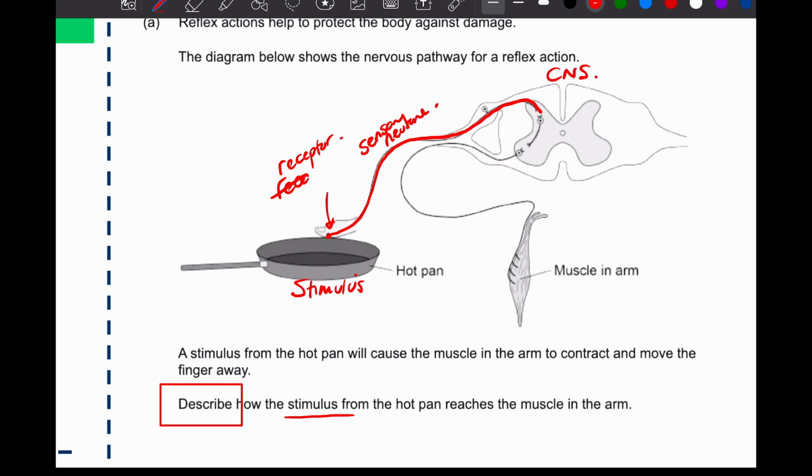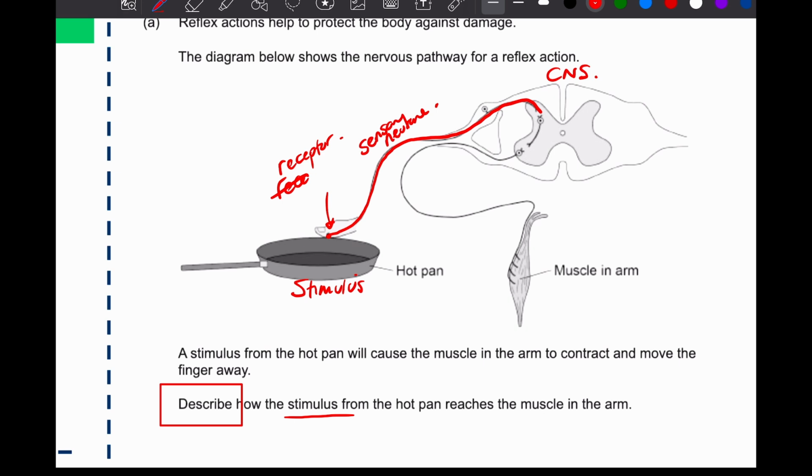In the ruler drop reaction test, your body thinks, what do I want to do? All right, oh, I can see the ruler's being dropped. I need to catch it. So it goes to the brain and the brain says, catch it.